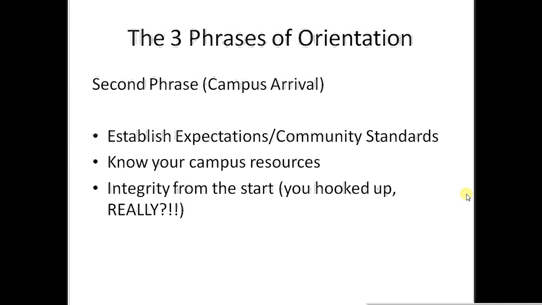The second phase is once they arrive on campus. And one of the first things you want to do is establish expectations. And you can do this by utilizing community standards. What community standards are, it's pretty much a group of rules that the entire community or the group adheres to. Now, again, this is a lot easier if you are a resident assistant and you are living with the residents. If you're not a resident assistant, it's a little bit difficult to do, but you still can find a way to connect with the students.